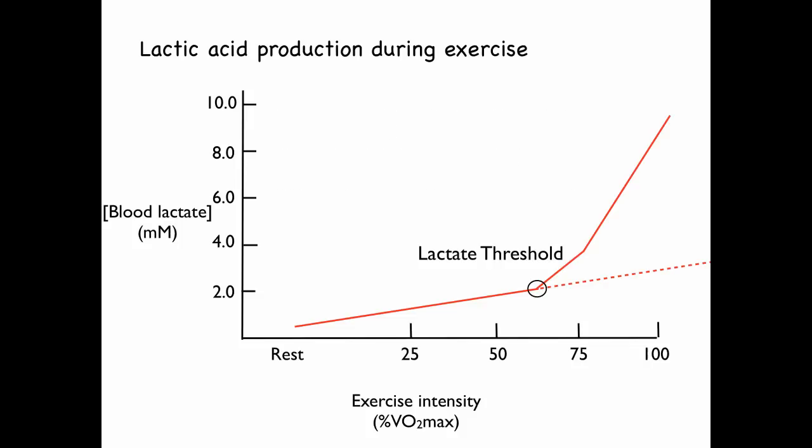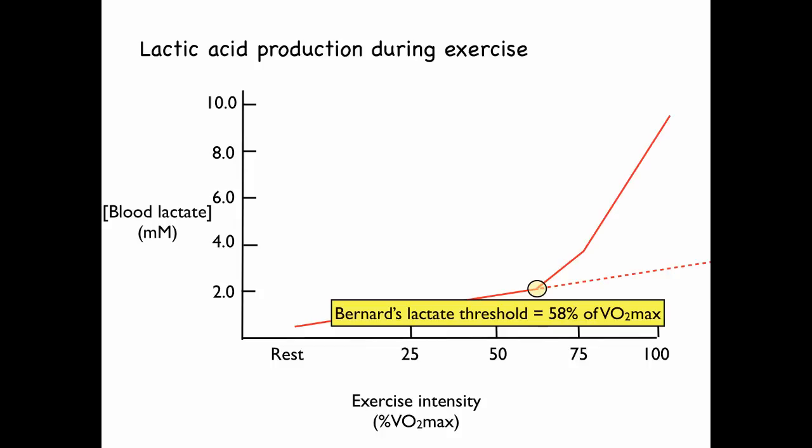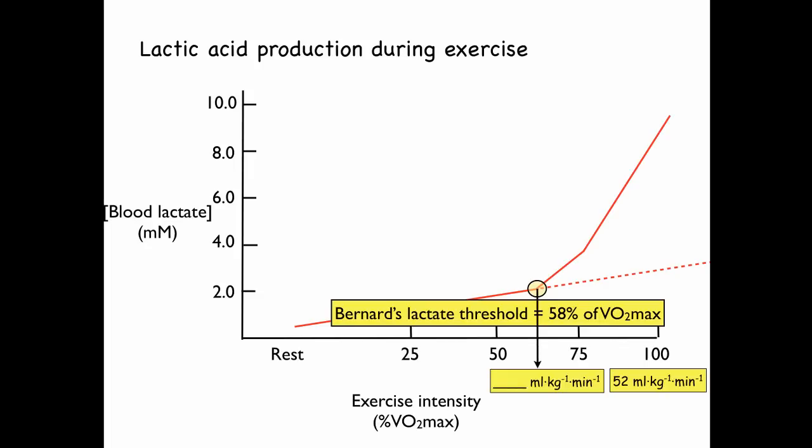In this example, Bernard's lactate threshold is 58% of his VO2 max. That is, at 58% of Bernard's VO2 max, he starts to produce lactate quicker than he can clear it, and therefore he will not be able to maintain a workload above 58% of his VO2 max for very long. So we want to know what the actual VO2 is at his lactate threshold. We know his VO2 max is 52 mL per kilogram per minute.